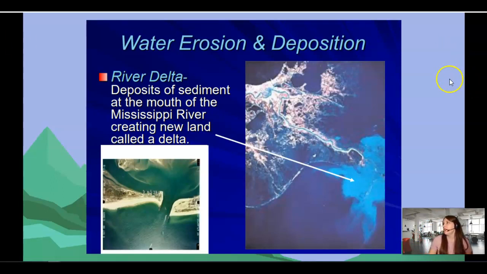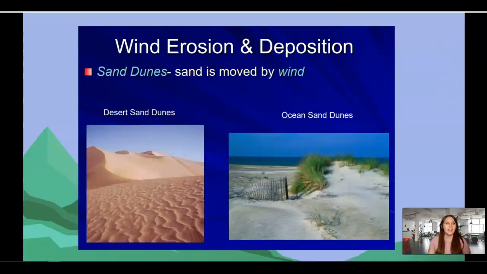Another example of deposition is sand dunes. So we have wind erosion. The wind is carrying the sand and drops it, let's say in the desert, to make a mound or like a little hill of sand. Or at the beach, you may have seen sand dunes before. The wind carries the sand and drops it at the sand dune and creates kind of a little hill of sand. The dropping is the deposition part.